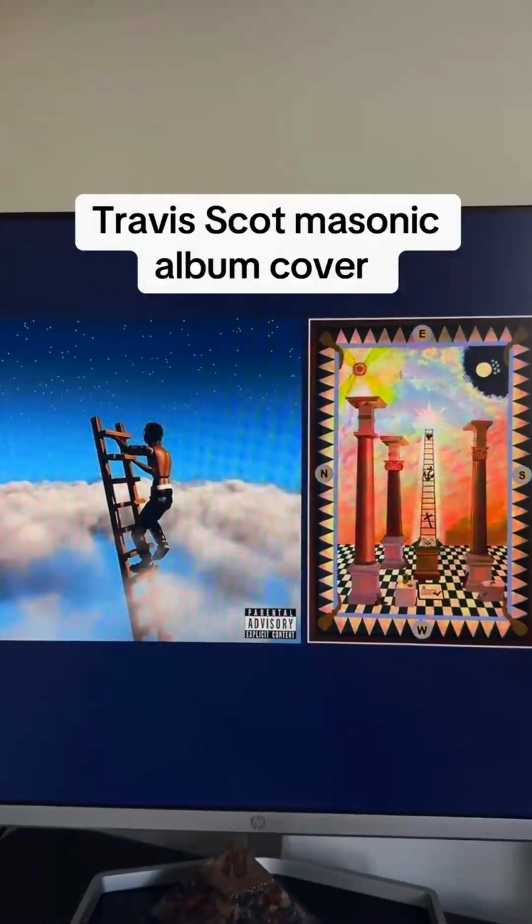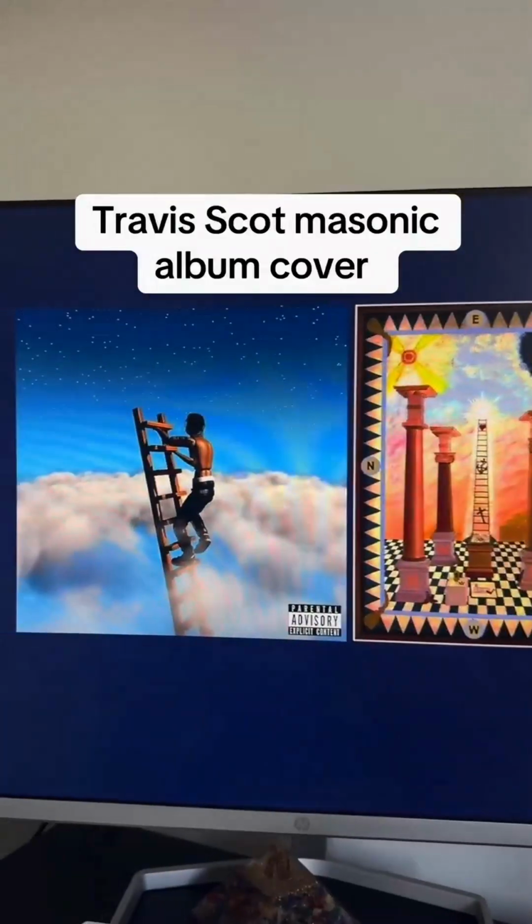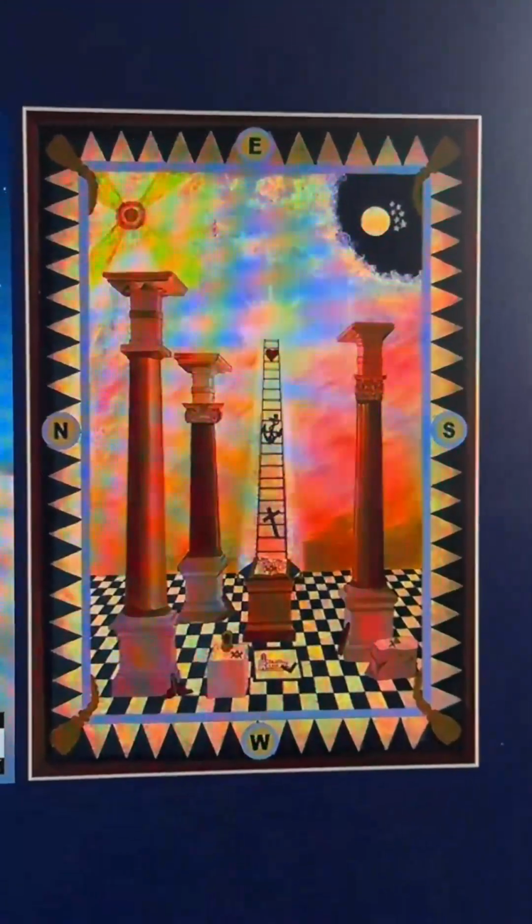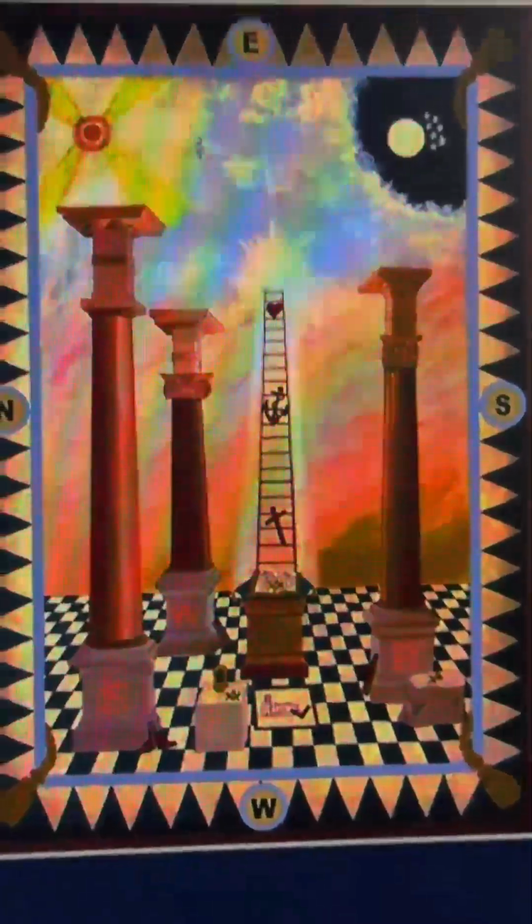Do I even need to say anything anymore? Like, it's so obvious. This is Travis Scott, Highest in the Room album, and this is the Freemasonic tracing board with the ladder up to the sky, to the path to enlightenment.